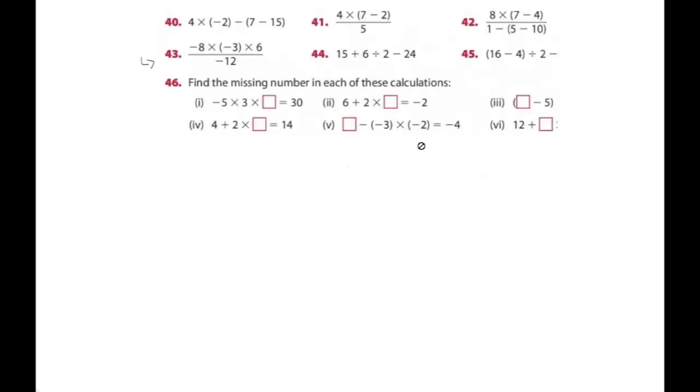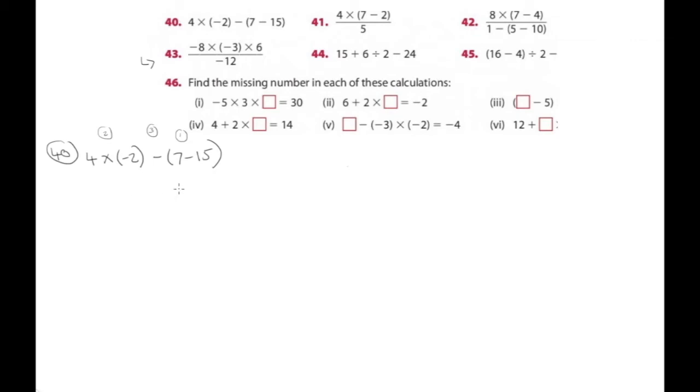Okay. Now for the moment I'm going to do up to 45 here. So I'll just do 40 here. Here we have 4 multiplied by minus 2, minus 7 minus 15. So we're going to do what's inside the brackets first, then we're going to multiply, and then we'll subtract the two numbers we end up with. So inside the brackets first.